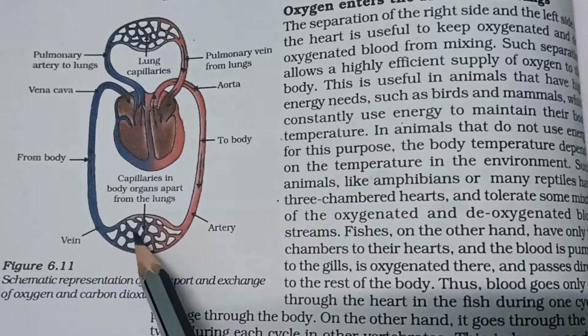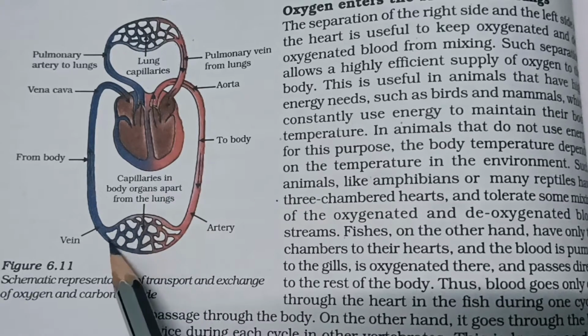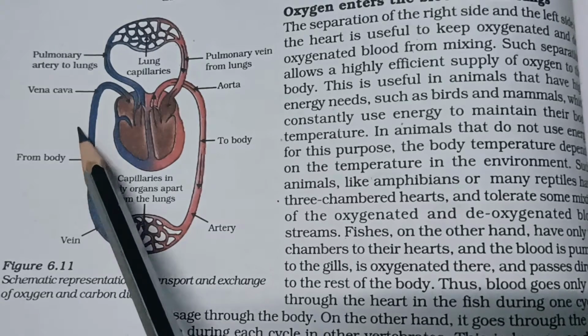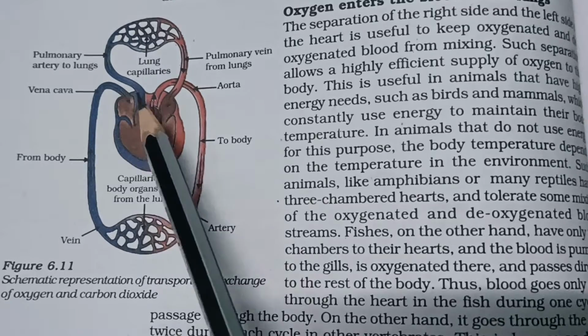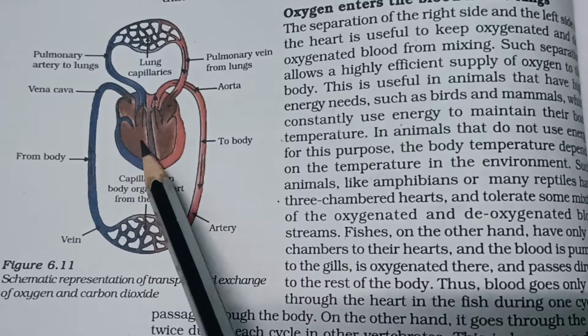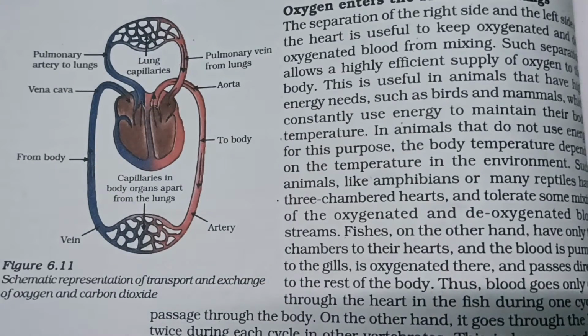This is in the capillaries in the body organs, okay. After the cellular respiration, the deoxygenated blood, that is carbon dioxide-containing blood, is carried through this vein and it enters the right atrium, right? From that, through the tricuspid valve, it enters the right ventricle. From the right ventricle, again it is pumped to the lungs for oxygenation of the deoxygenated blood, okay. So this is the working of the heart, you know that.